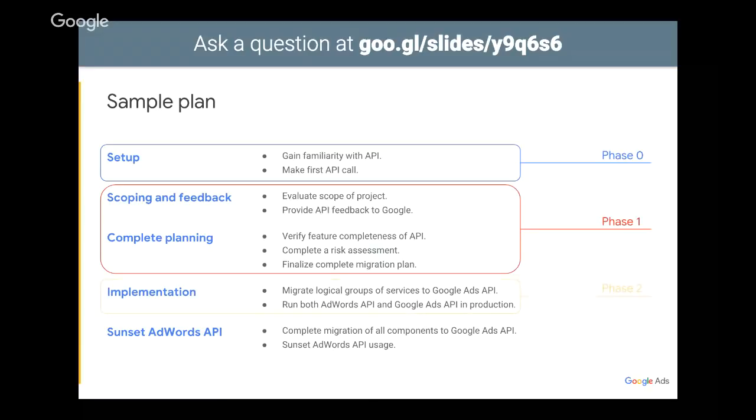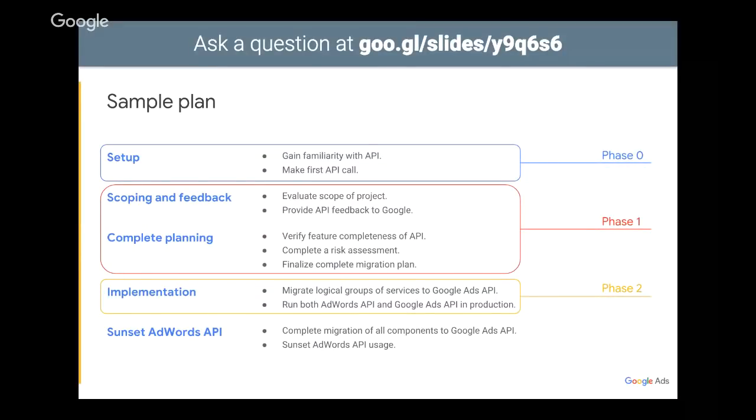And this is where you actually do the coding, right? So the phase after that, again, migrate logical groups of services to the Google Ads API. Find bite-sized pieces of work. Group the services that comprise that bite-sized piece of work, that component of your software, and migrate it over. And be cognizant that you can run both the AdWords API and the Google Ads API side by side.